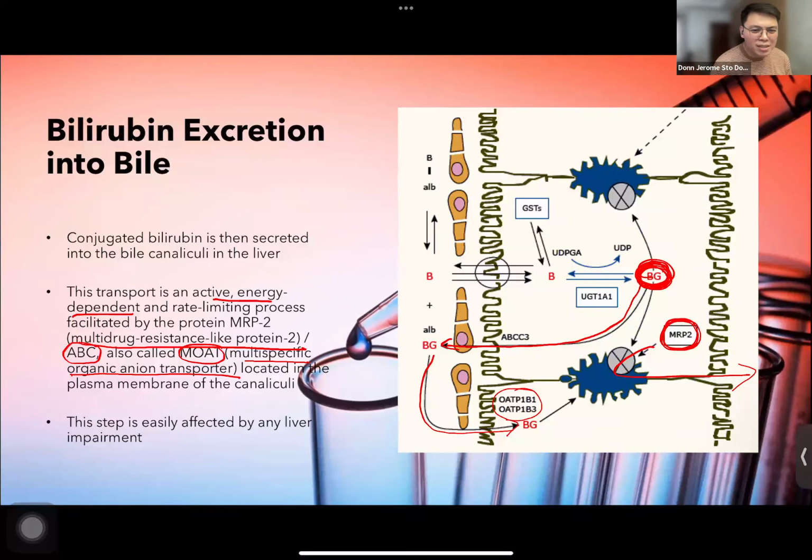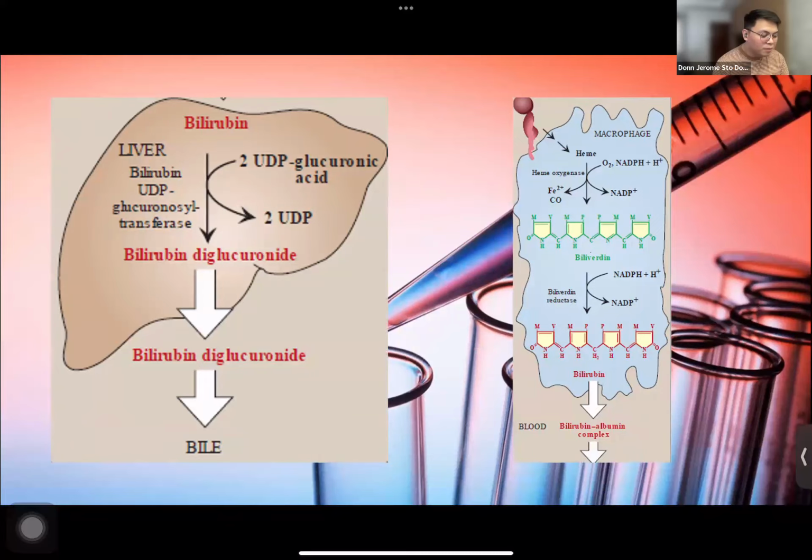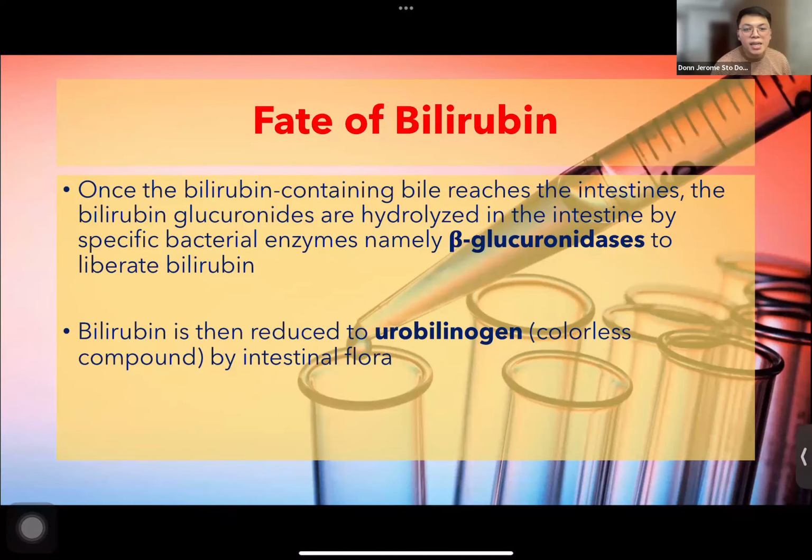Dok, may importansya ba yung pinagsasabi mo? Ang dami naman yung transporter na yan. Yes po. Later on, when we discuss the different hyperbilirubinemias, makikita niyo po sila. Okay? Now, what happens? Once secreted in the bile canaliculi, ang ultimate location na pagpupuntahan niya is in the intestine.